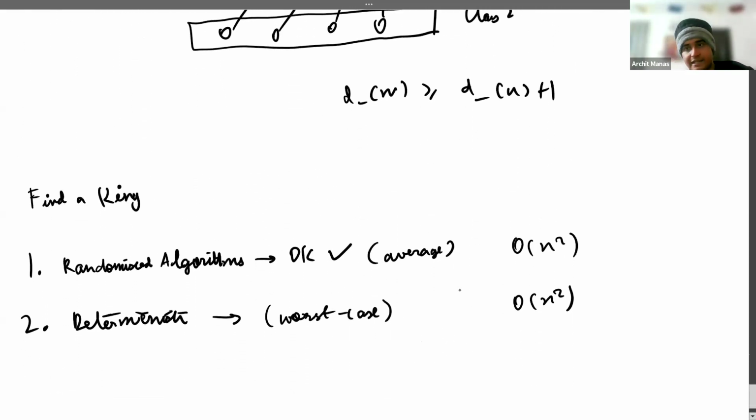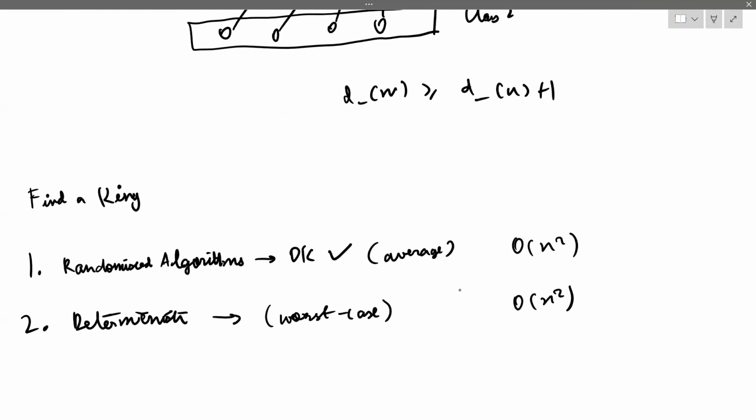So O of n squared is basically that. What is the best case? If we had a god's luck algorithm, what would be the minimum required as proof of a king? For a king, we require proof of n, right? We need n checks to figure out if something is a king for certain.